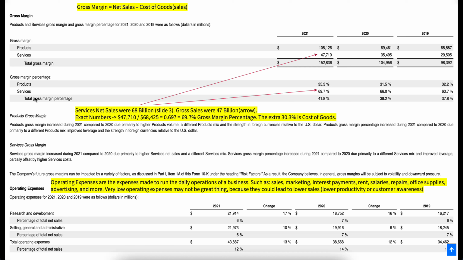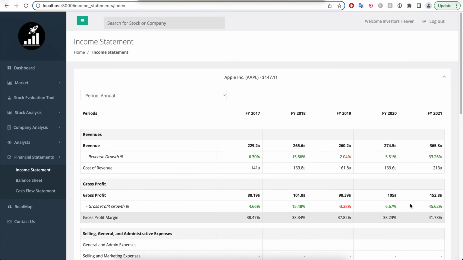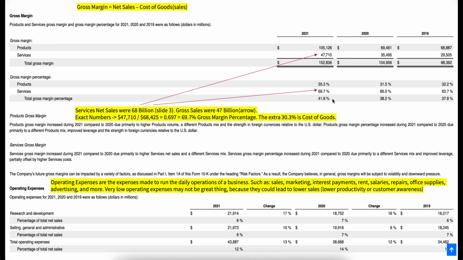And so you will see that the services margin is what we calculated here, 69.7%, and you can do the same thing for the products, which is 35.3%, and the total gross margin percentage of 41.8%. Very nice. And again, you can find these margins, of course, in this tool. You will see here gross profit 152.8, and if you go back, you will see 152.8, the total gross margin, which is basically the same thing.